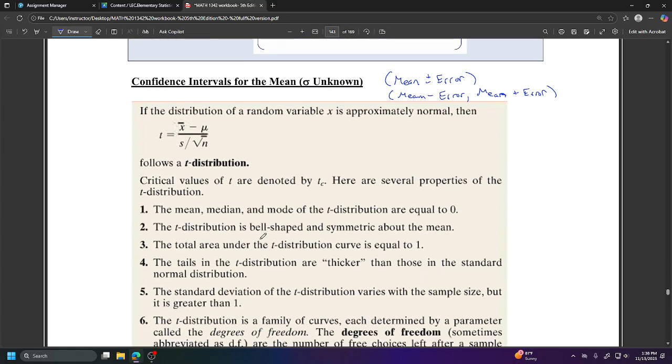The t-distribution is separate in StatCrunch. Okay, so we're going to use just the t-distribution. Why are we using it? It's because we basically don't have a whole lot of sample size. It's designed for smaller sample sizes.